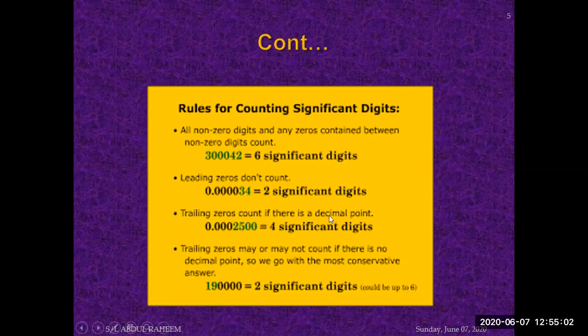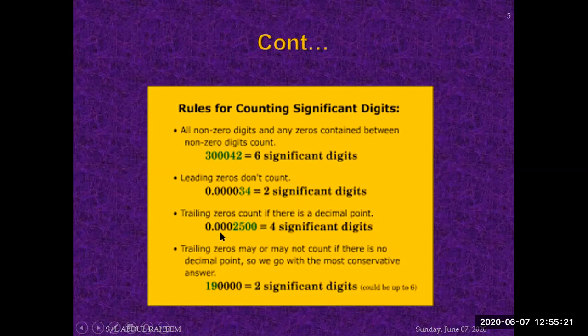Number 3 is trailing zeros. Count them if there is a decimal point. Look, this is the decimal point, and these three zeros apply as in case 2 or rule 2. After 2 and 5 there are two zeros. These are called trailing zeros. So these are counted, and here there are four significant figures.